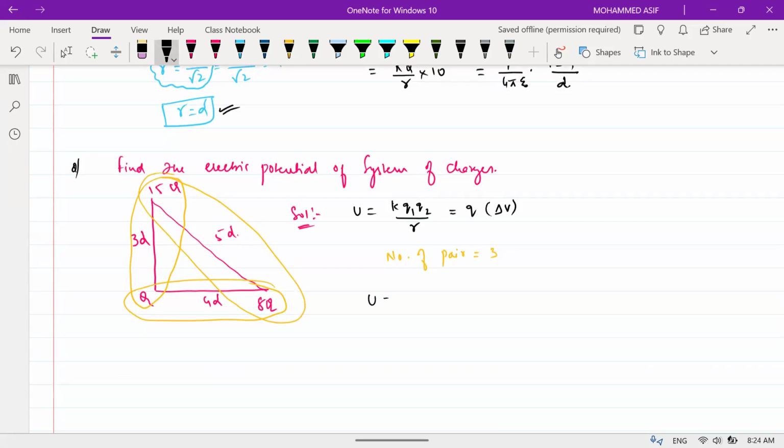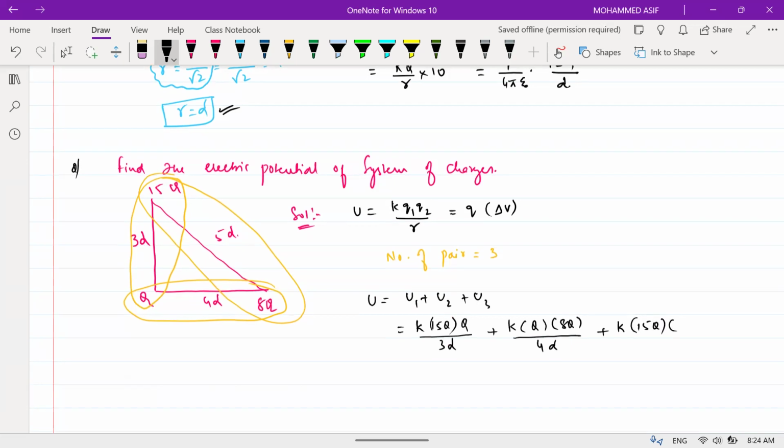So now U is equal to U1 plus U2 plus U3. U1 is equal to K into 15Q into Q divided by the distance between them, 3D, plus next one is K into Q into 8Q divided by the distance between them, 4D, plus next one is K into 15Q into 8Q divided by the distance, which is 5D.